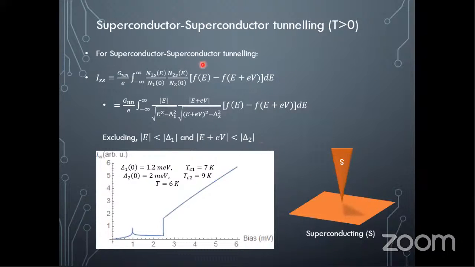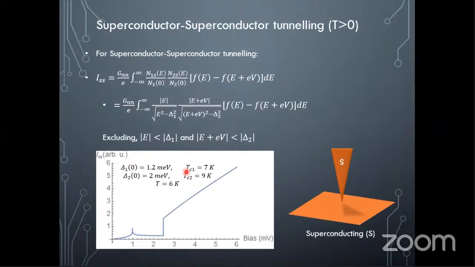Okay, so another type of tunneling can happen, which is superconductor to superconductor tunneling, in which case the tip and the sample both are superconducting, and there one can write the current in terms of our GNN and the density of states of superconductor 1, the density of states of superconductor 2, with the bias V inside.